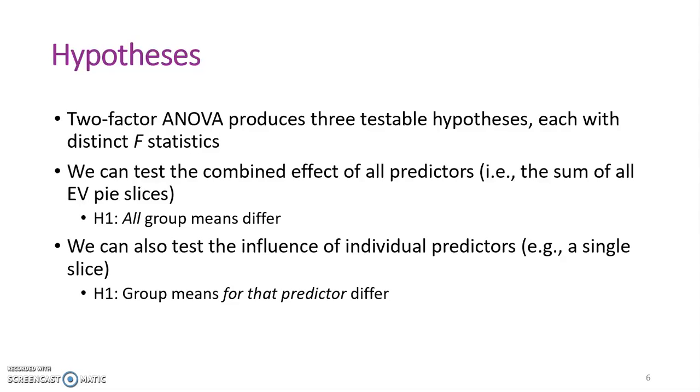And then we can also test the influence of the individual predictors. So that would be the single predictor pie slice, and we've got 2 of them. And that would be that the group means for that particular predictor differ. So there's a hypothesis that the male and female group means differ, and there's another hypothesis that the video game condition means differ.